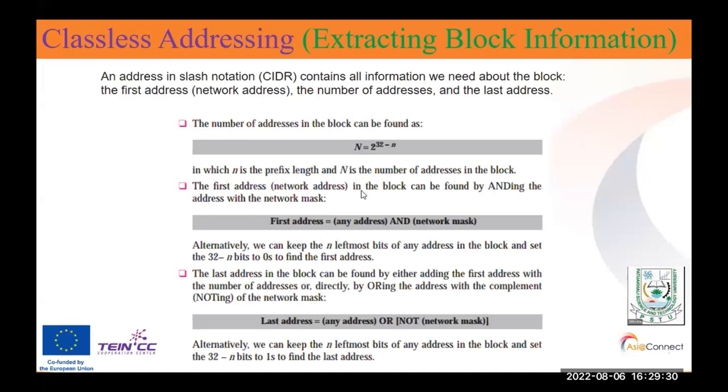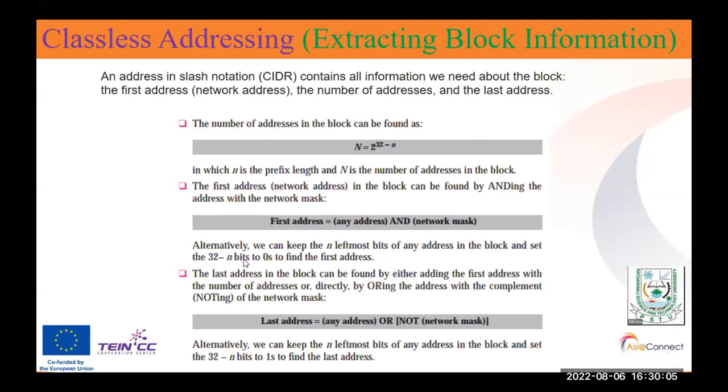The first address or network address in the block can be found by using the AND operation. So we know about the AND operation. First address equal to the given address ANDed with the network mask. Alternatively, we can use another method: keep the n leftmost bits of any address of the block and set the 32 minus n bits to 0 to find the first address.